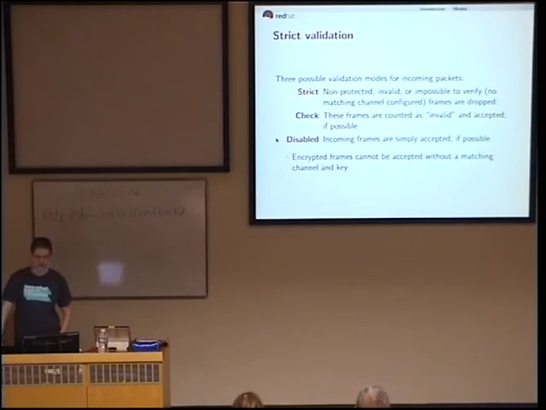You can also have check validation, where if you cannot validate a frame, you accept it, but you count it differently in your network statistics. And you can disable validation on receive, then you accept everything that comes in. Of course, if you have fully encrypted frames, you cannot accept them if you don't have the keys that match. But if you're using authenticated-only traffic, then you can accept it without the right key.